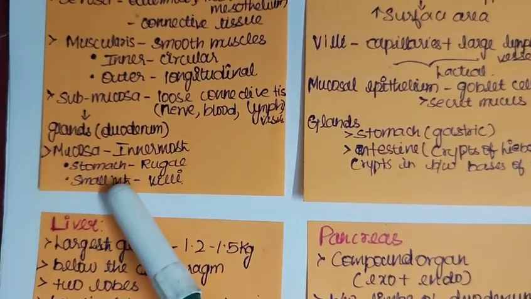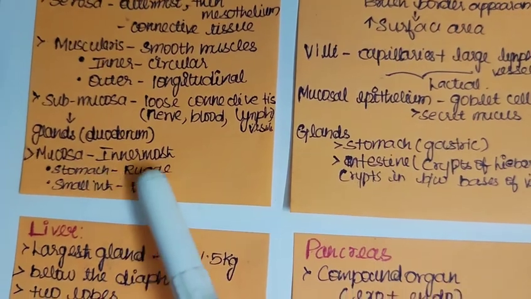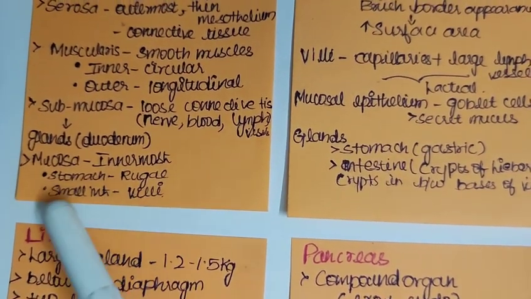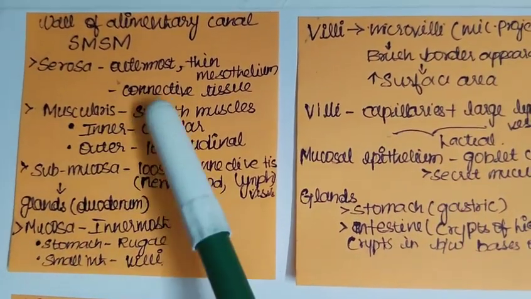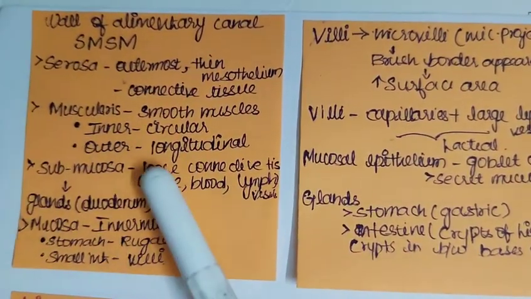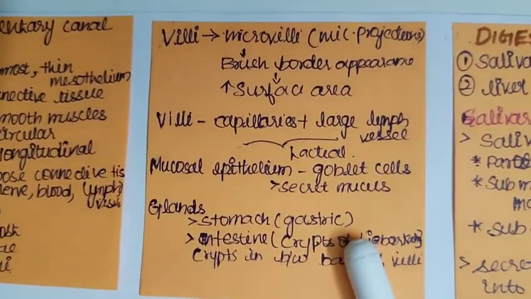The next layer is the mucosa. The mucosa is the innermost layer and it forms rugae in the stomach and also villi in the small intestine. These are the overall layers found in the alimentary canal: serosa, muscularis, submucosa and mucosa. Let's see in depth.